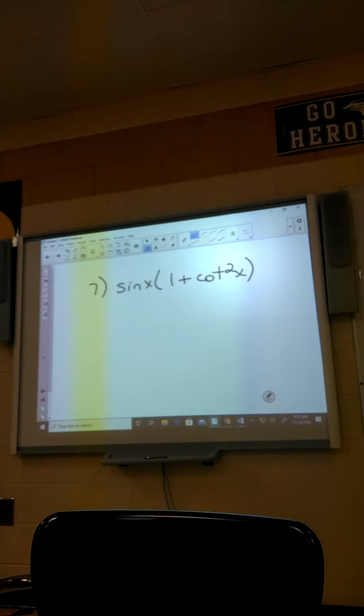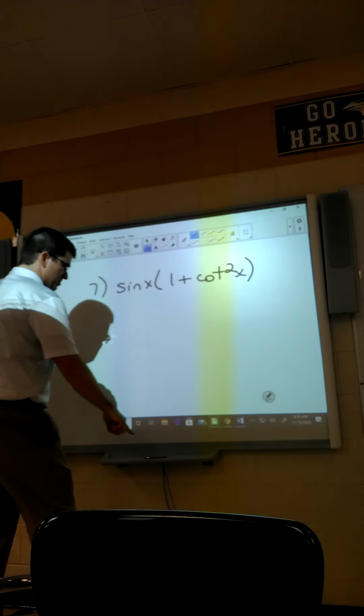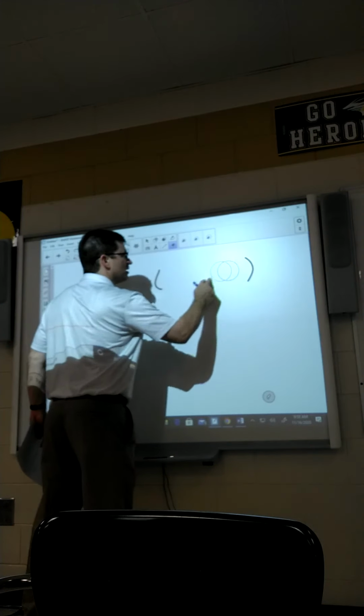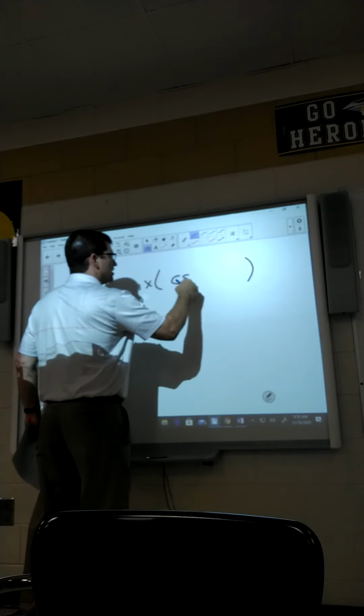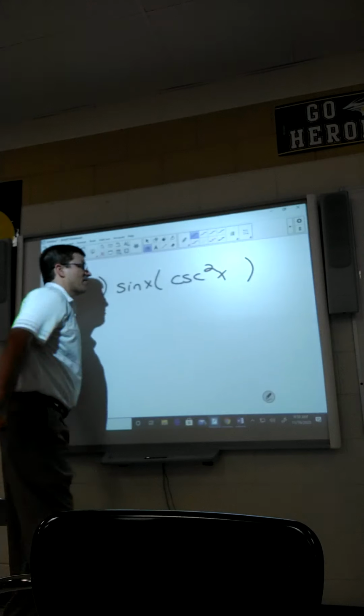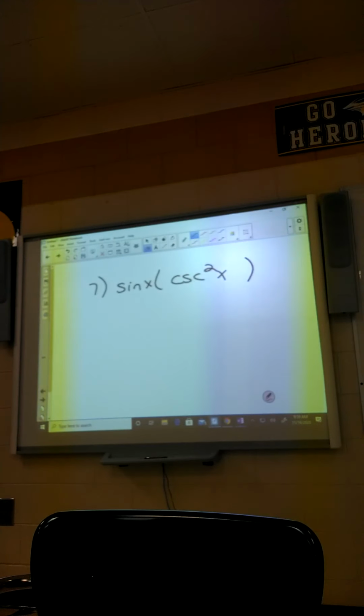Now, on the sheet it says cotangent squared plus 1. It's got it flipped around. Same thing. So I can put cosecant squared in that spot. So look, I'm going to erase it, and we're going to put cosecant squared in that spot. Does anybody have a question where I got that from?